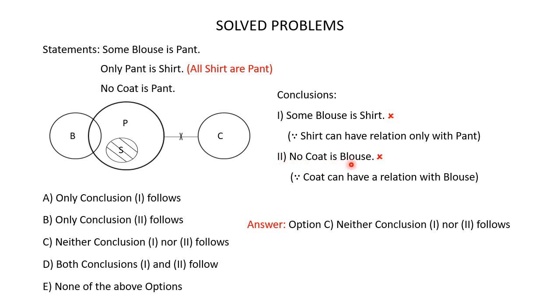Conclusion 2. No coat is blouse. So you have coat here and blouse here. Now as you can see in this Venn diagram, coat cannot have any relation with pant. Now this portion of blouse is inside pants. So this means that since coat cannot have any relation with pants, coat cannot have any relation with this portion of blouse also. But there is no restriction for coat to have a relation with this portion of blouse. So coat can have a relation with this portion of blouse.